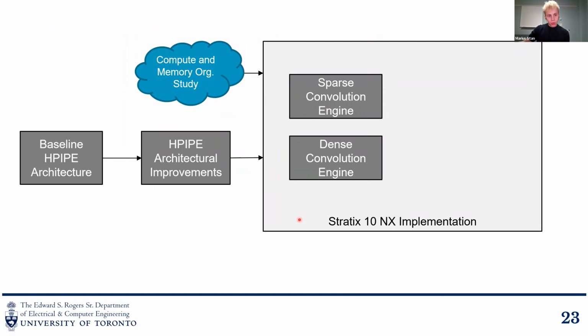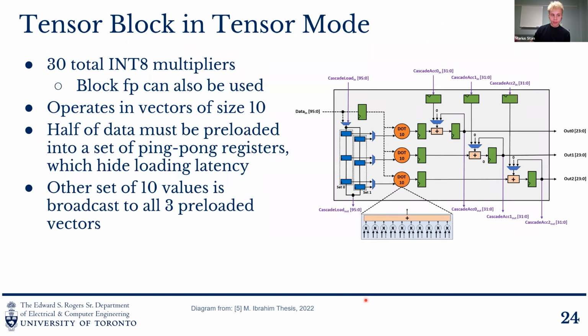So next, jumping into the compute and memory organizational study, which was used primarily for the dense convolution engine. To recall, the tensor block in tensor mode has 30 total 8-bit multipliers. Block floating point can also be used, which we'll cover later in the presentation, and we're operating in vectors of size 10. This is the main limitation that prevents us from implementing regular sparsity, where sparsity would need to be in blocks of size 10 rather than unstructured sparsity.